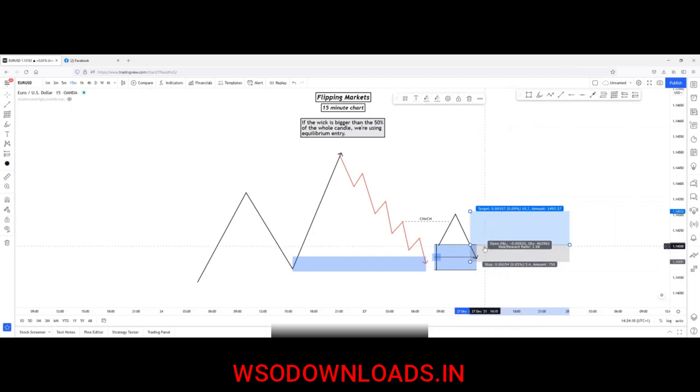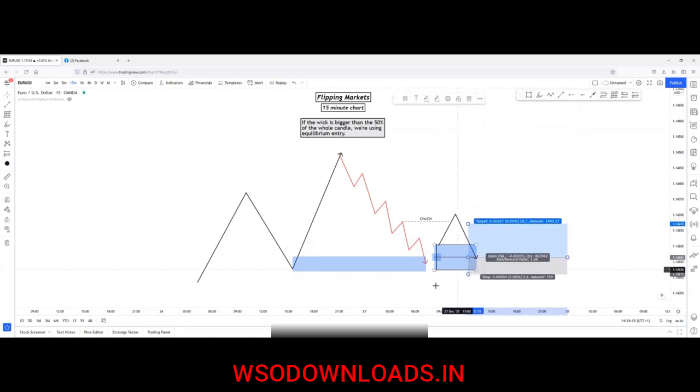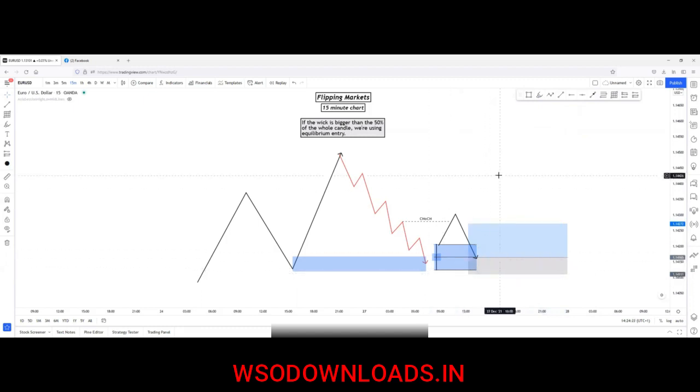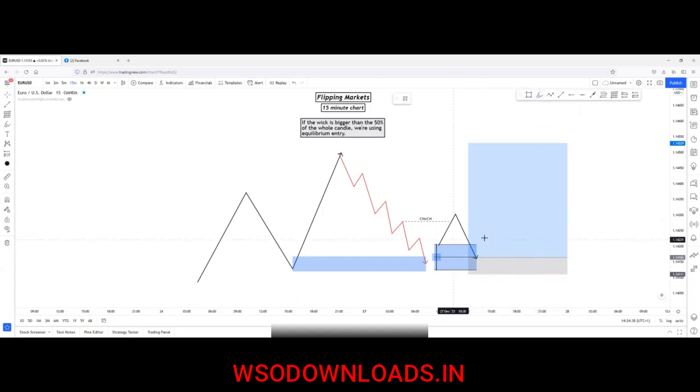You can only enter a trade if the stop loss can cover the whole zone. So in this case, we will want to use the equilibrium entry because the equilibrium entry will cover the whole zone and the stop loss will be just below that zone. Okay, that's how the equilibrium entry, aka the 50% entry, can help us. That's also a golden rule. If you see a candle like this, where the wick is bigger than the 50% of the whole candle, meaning there is more wick than candle, we will always use the 50% equilibrium entry. That's a golden rule.